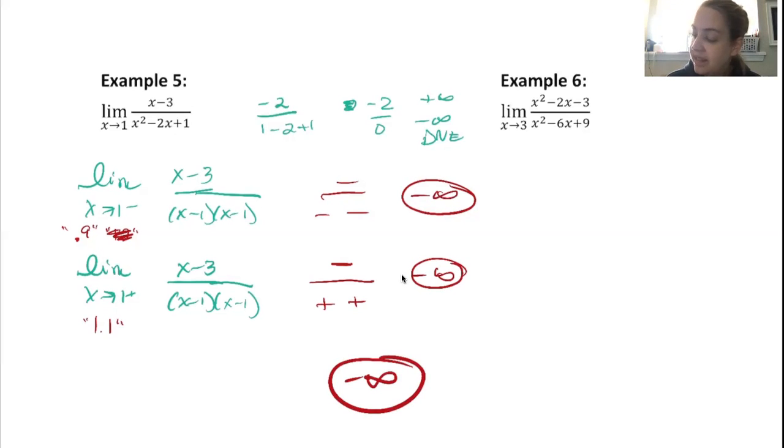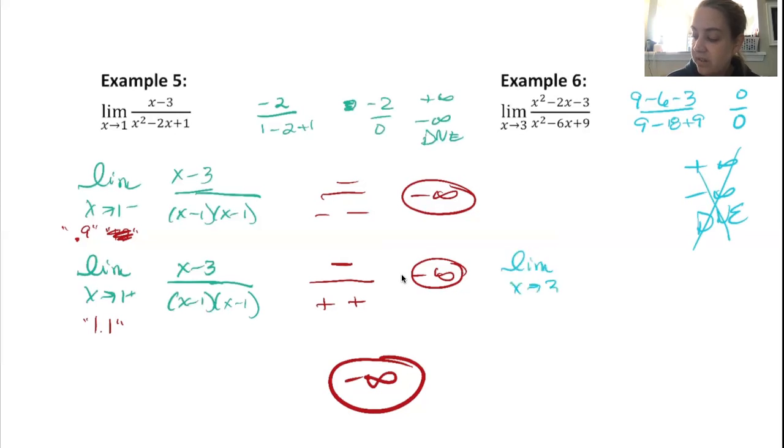For example 6, the first thing you have to do is substitute the 3. So this becomes 9 minus 6 minus 3 over 9 minus 18 plus 9. The numerator is 0. The denominator is also 0. Wait a minute, that's not a number over 0. So this is not positive infinity, negative infinity, or does not exist. That's not appropriate here. You want to go back to yesterday's rules and factor if you can.